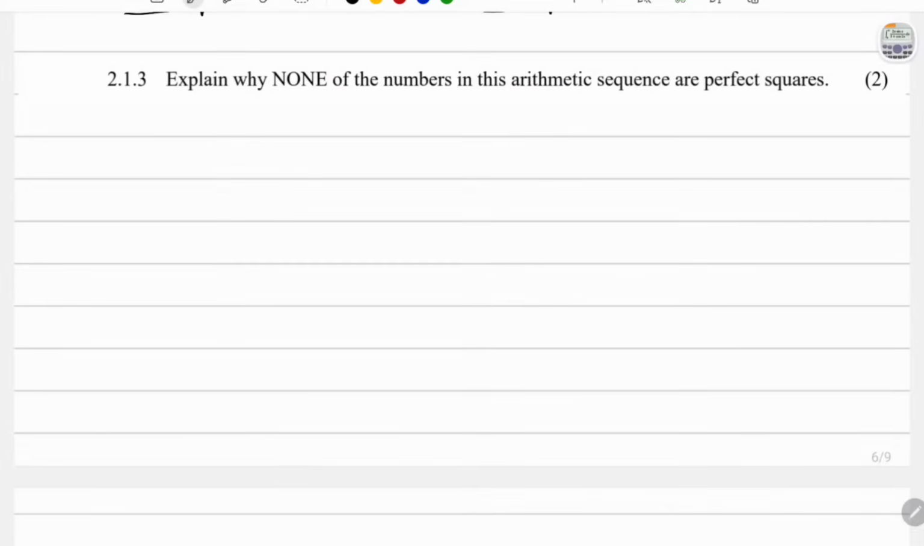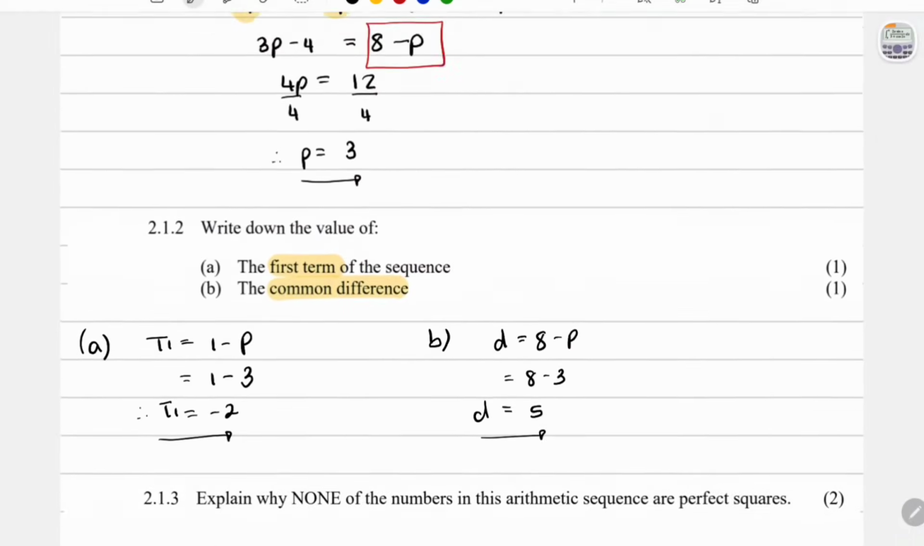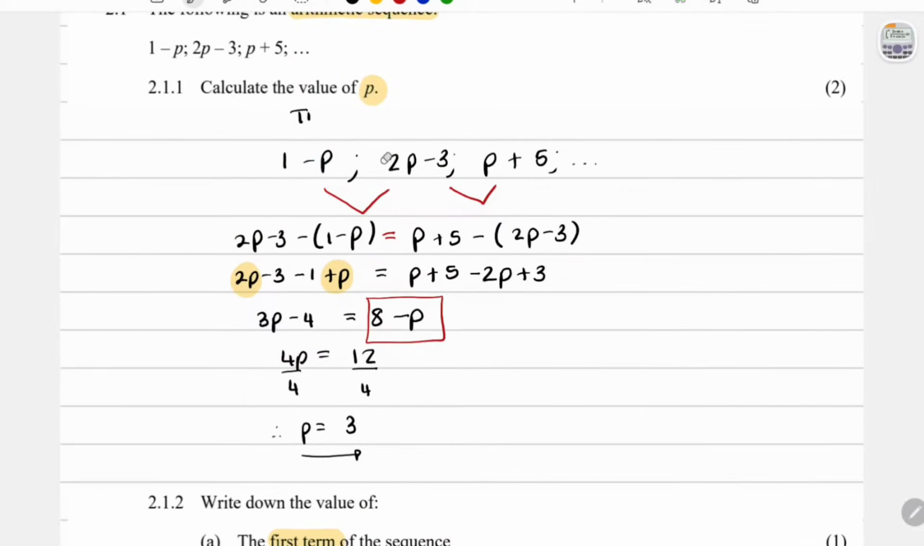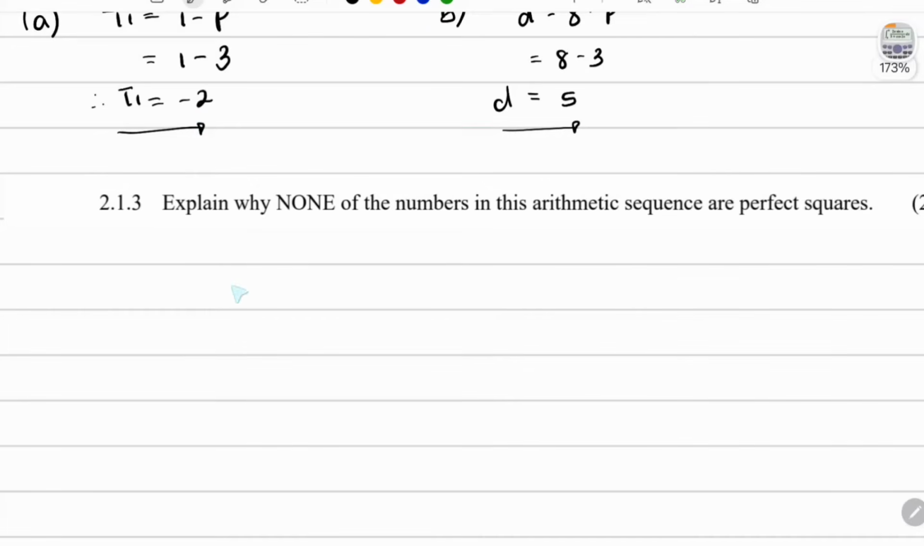Question 2.1.3 says, explain why none of the numbers in this arithmetic sequence are perfect squares. So why are none of the numbers in this arithmetic sequence perfect squares? Let's go ahead and just expand that arithmetic sequence. We know the first term is negative 2, and the constant difference is 5.